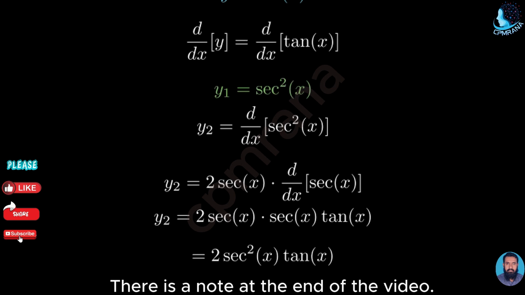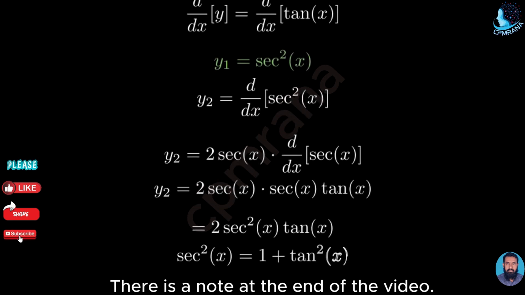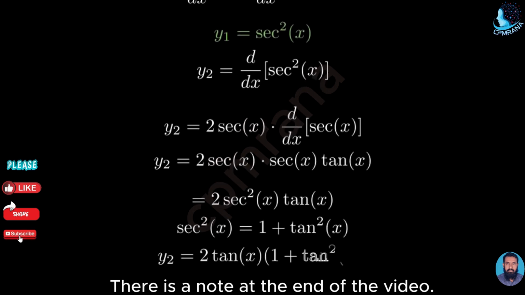Now, here's where it gets interesting. We can use the fundamental identity that secant squared x equals 1 plus tangent squared x. Substituting this in, we get 2 tangent x times the quantity 1 plus tangent squared x.